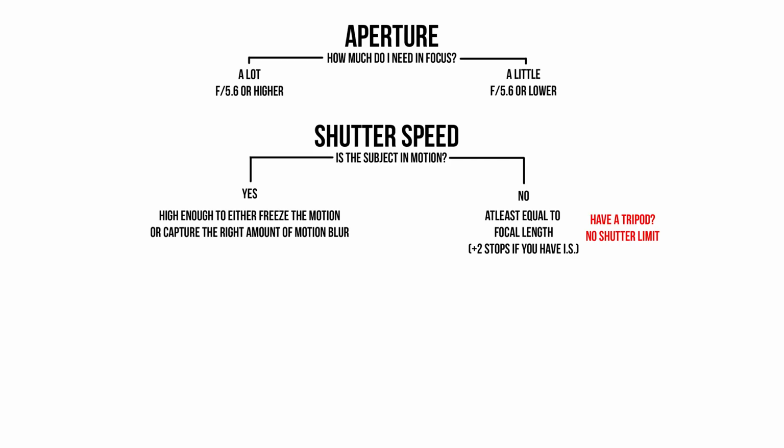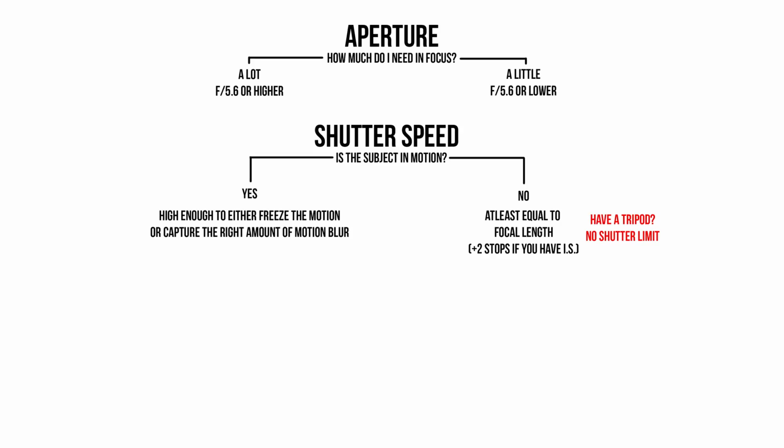If your subject is not in motion, then you want to set your shutter speed to at least that of your focal length. So if you're shooting on an 85mm lens, you want to make your shutter speed at least 1/85. If you're shooting on a 50mm lens, you want to make your shutter speed at least 1/50. This is a good starting point because it eliminates any camera shake from your hands. If your camera or lens has image stabilization, then you might be able to go 2 stops lower than that because the camera or the lens is going to do a little compensating for the hand motions. If you have a tripod, then you can go as slow as you need to go because nothing's moving.